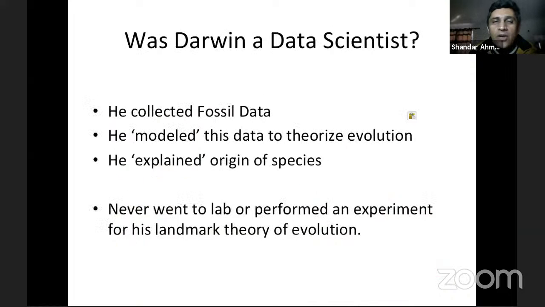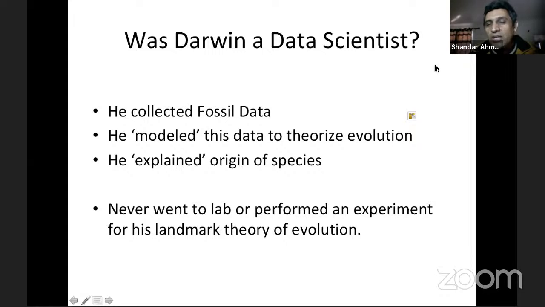Then, why say that Darwin was the first data scientist? Because Darwin never went to the lab to perform experiments. What he did was collect fossil data. Using the fossil data that he had, he modeled this data and theorized evolution, that is, how perhaps the origin of a species has occurred. And that is how he explained the origin of species. So can we say that Darwin was the first data scientist?